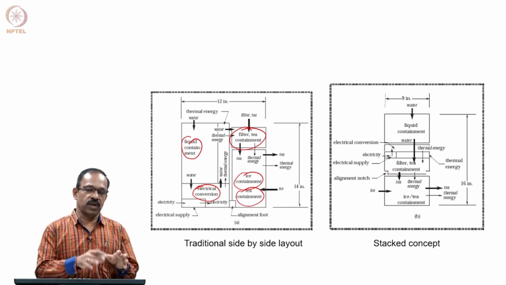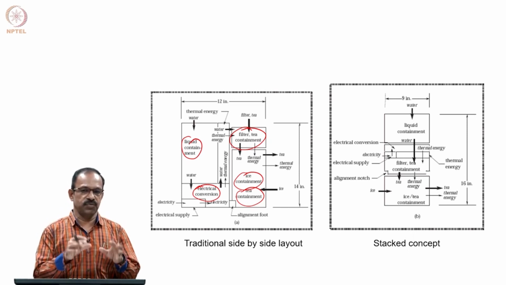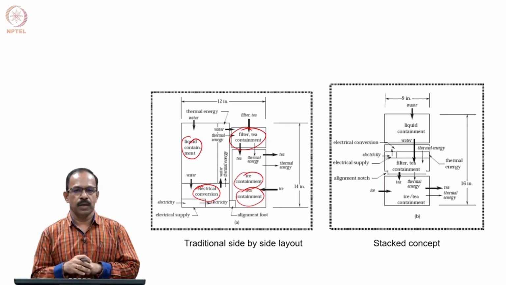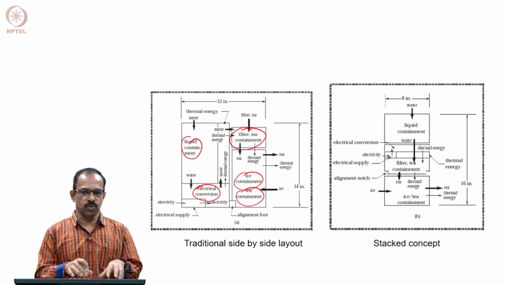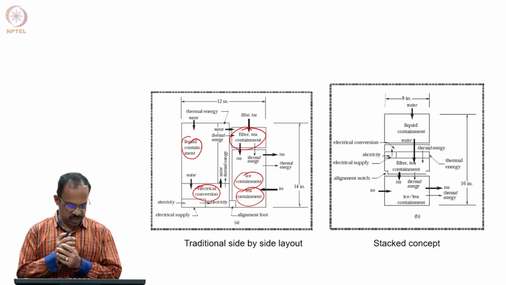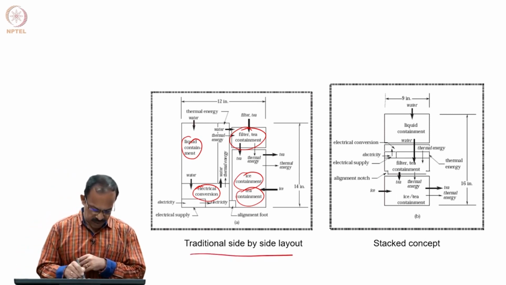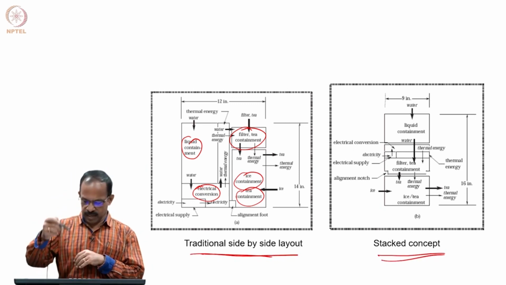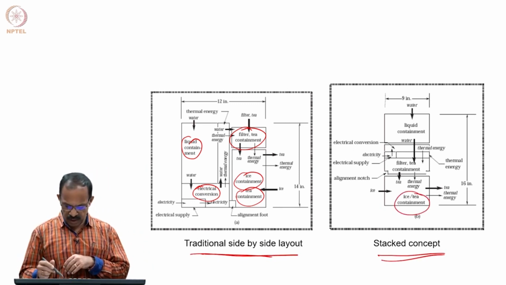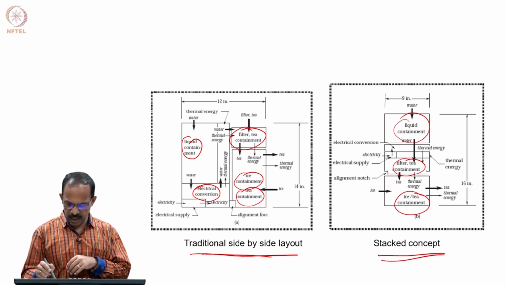So, we still do not have any physical form for all these things, but at least we know these are the modules that need to be provided in the product, and these modules can be arranged in such a way that you will be getting all those functions needed. So, this is one way of side by side layout, or you can have a stacked concept also, like one over the other. So, ice T containment, filter T containment, liquid containment, like that, and then electricity and thermal conversion, electrical conversion module here.